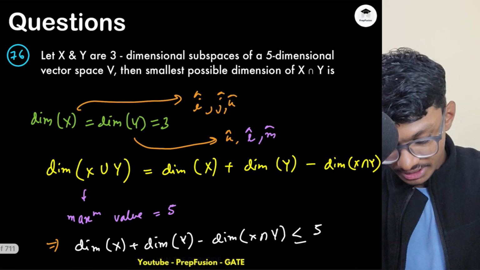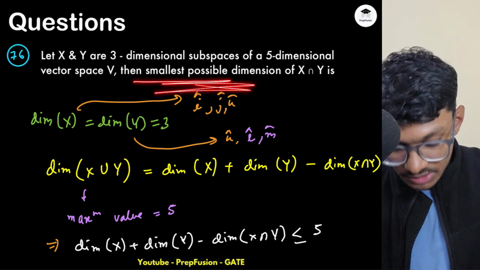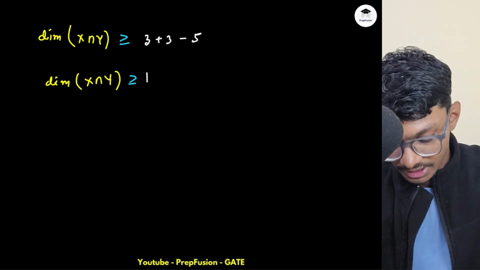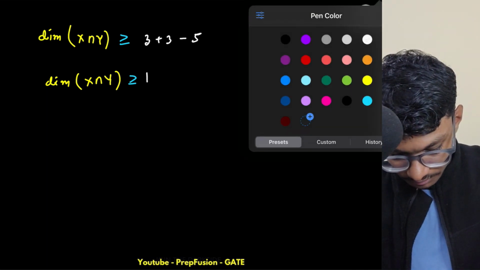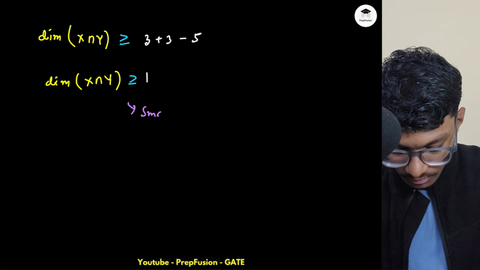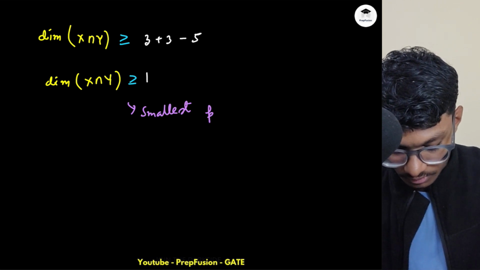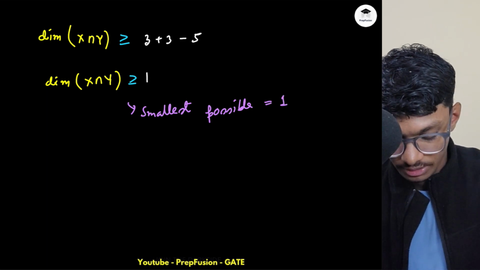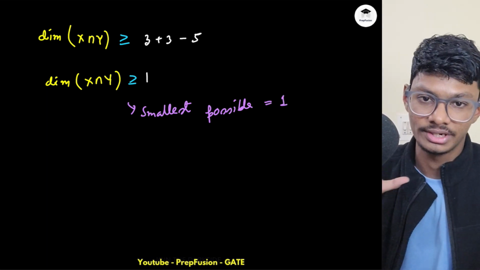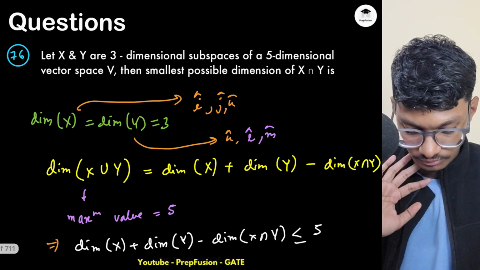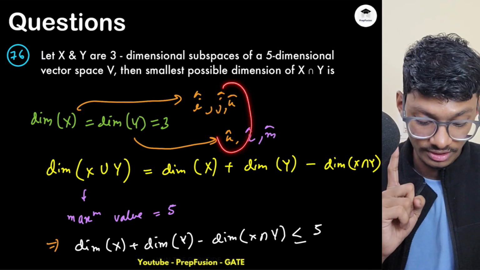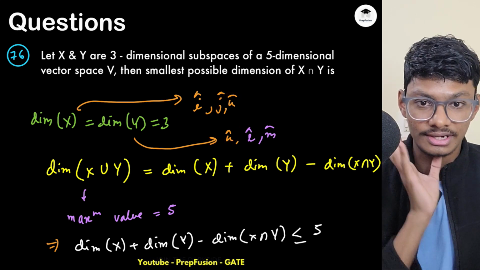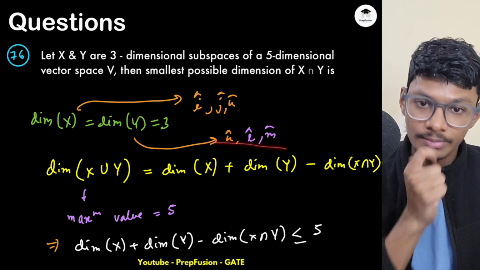So what is the question asking us? The question is asking us the smallest possible dimension. So smallest possible, what can it be? It can be 1. So it has to be at least that. Here, what is the intersection? You can see 1 dimension is the smallest possible. At least one has to be the same. All 3 can't be different.